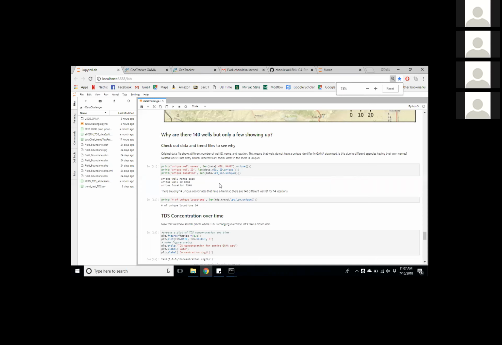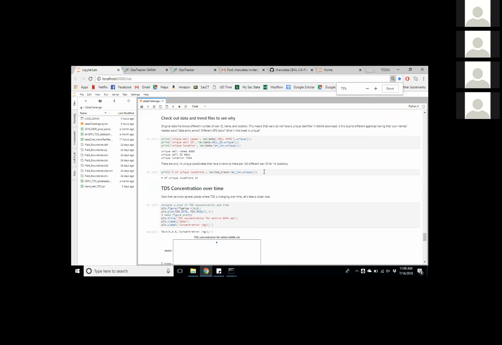You see there's a column for well name, well ID, and then the coordinates. I did a test to see how many of those were unique. Since well ID had the least amount of unique values, I assumed that that would be a unique identifier, because different sampling agencies could have different names for the same well ID, but they would be at the same location. So I assumed that well ID was correct.